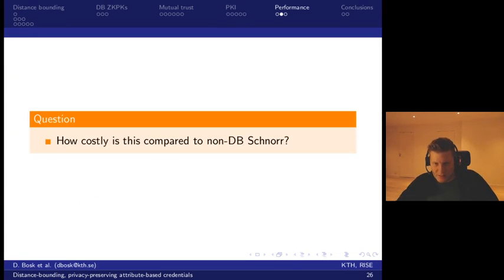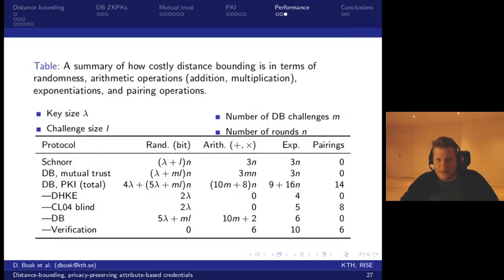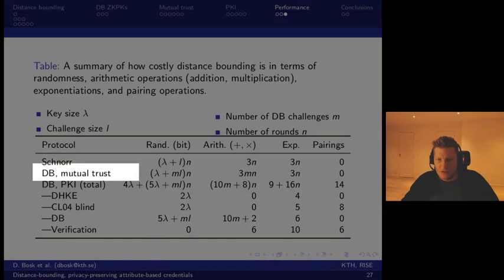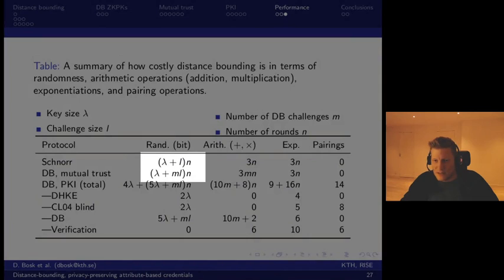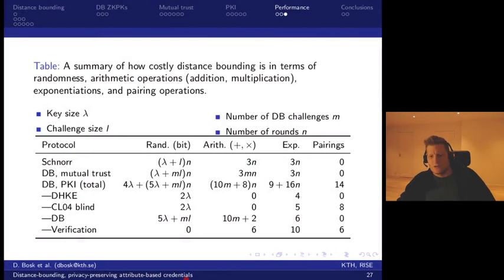So the last question to ask now is, how costly is this compared to the non-distance bounding Schnorr protocol? Well, not that much more expensive actually. If we look at the mutual trust version, the only difference in randomness needed is a factor m. So we need a bit more randomness generated. We need a factor m more arithmetic operations. The exponentiations are the same. So the mutual trust version is not that much more expensive. The m factor here depends on how much security we want for the distance bounding. So the higher m, the less possibility of cheating.